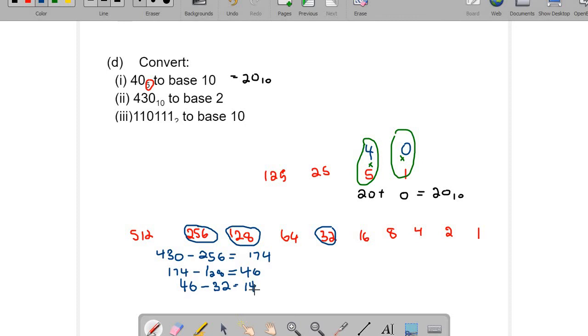So the remainder is still not 0. We're going to keep going. The biggest number that is less than 14 is 8. And we get 6. Okay, still not 0. The biggest number that is less than 6 would be 4. So we're going to subtract again, and that gives us 2.